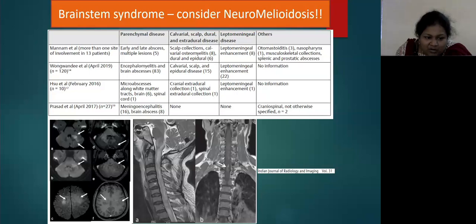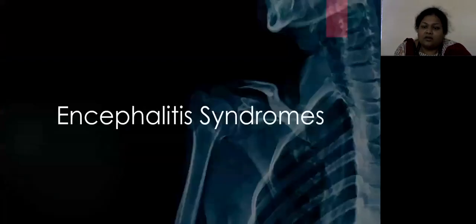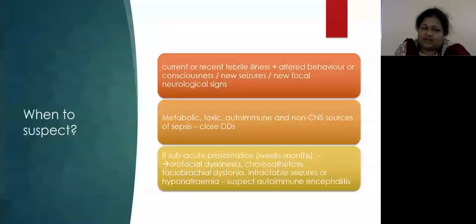There's something in the pons, there's something in the middle cerebellar peduncle, okay, here is the middle cerebellar peduncle, pons. So always suspect neuromelioidosis if you have a brainstem syndrome in the correct sort of patient. Okay. I'm not going to go into that. It was just to tell you that this is a possibility. Okay. What encephalitis would you like to discuss?